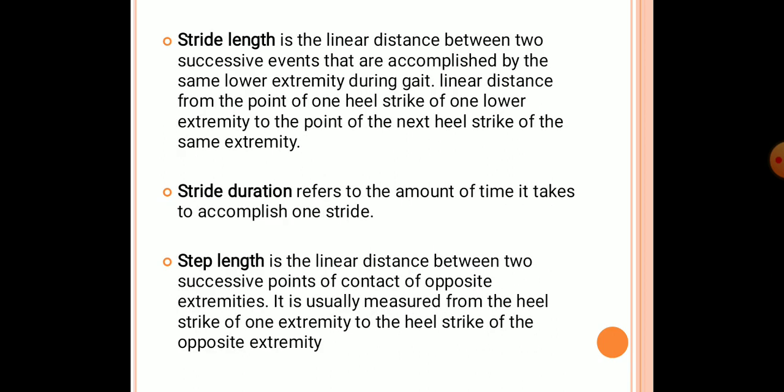And next is stride length. So what is the stride length? It is the linear distance between two successive events that are accomplished by the same lower extremity during gait. The linear distance from the point of one heel strike of one lower extremity to the point of the next heel strike of the same extremity. So the stride length means the distance between two successive heel strikes of a single leg. That is known as stride length.